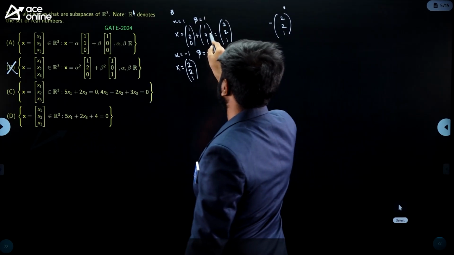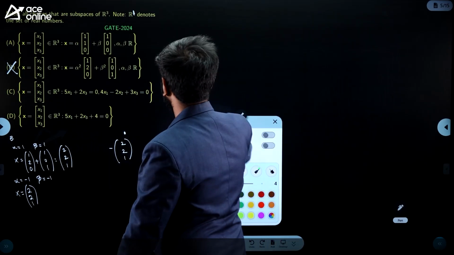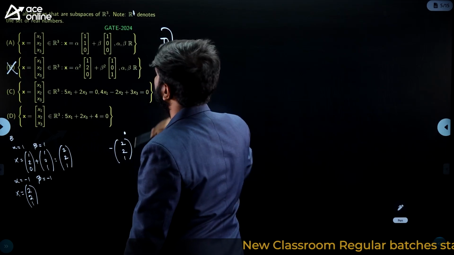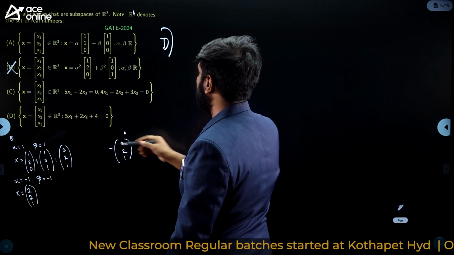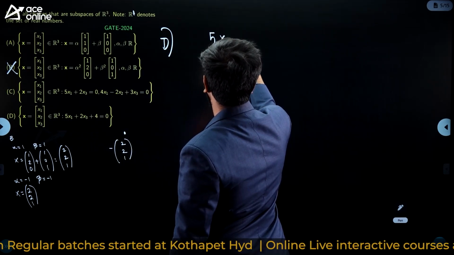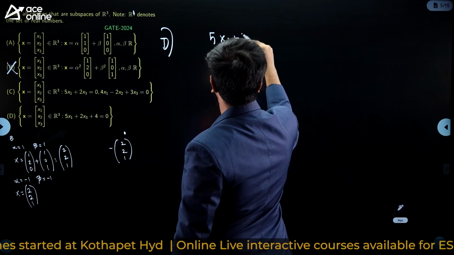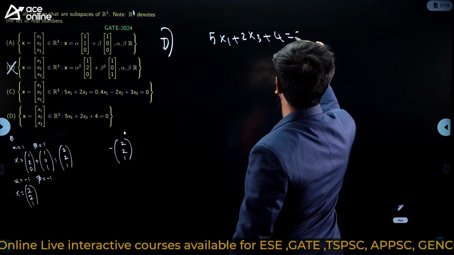So this is about B. Now let us talk about D. Option D. So how is this set created? It is created in this way. It is 5x1 plus 2x3 plus 4 equal to 0.